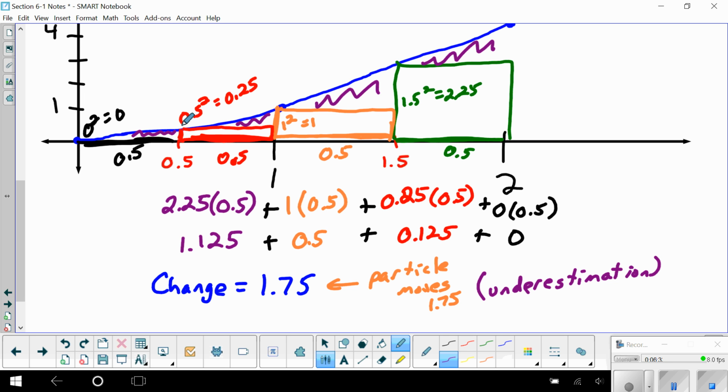Now, if I had used MRAM or RRAM, MRAM's a little bit tougher to make the decision, but RRAM, my rectangles would all be above, and I'd have extra area. That would be an overestimation. I guess I should say MRAM is midpoint rectangular approximation method. RRAM is right-hand rectangular approximation method.